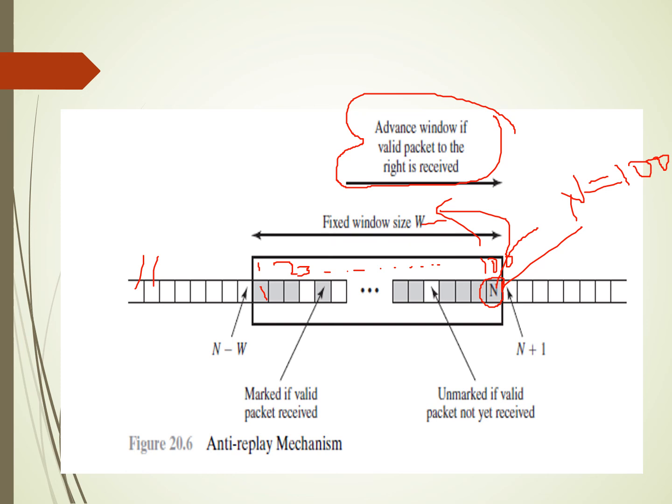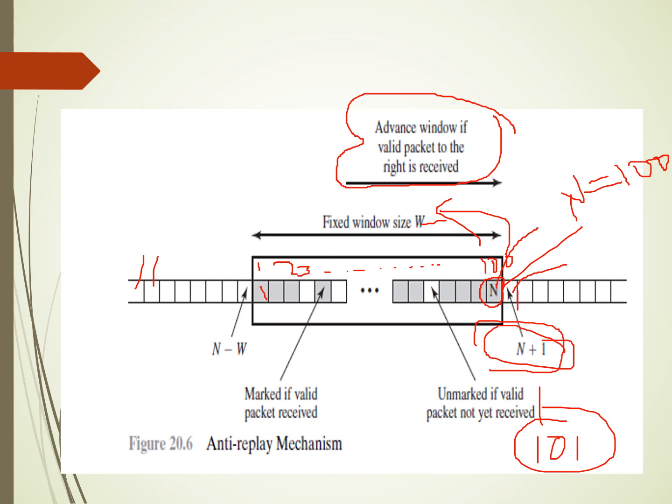In the first window it is 1 to 100, in the second window it is 101 to 200, and in the third window it is 201 to 300. A certain number of data packets need to be considered within the window. Now this is n plus 1. In the first window it is 100, so the packet in the second window has data packet number n plus 1, which in this example is 101.